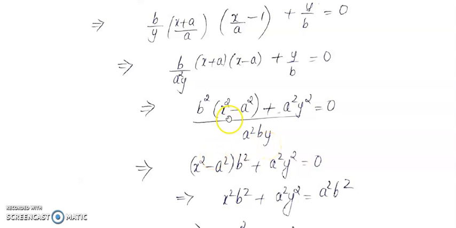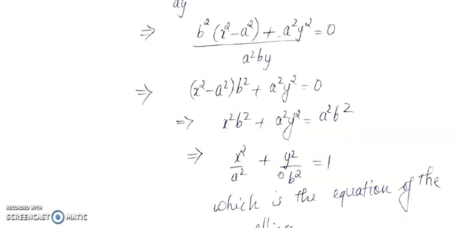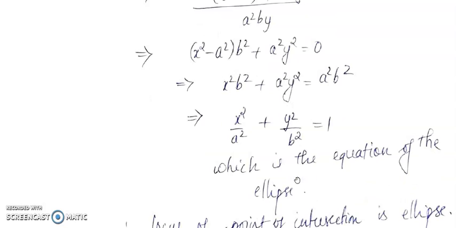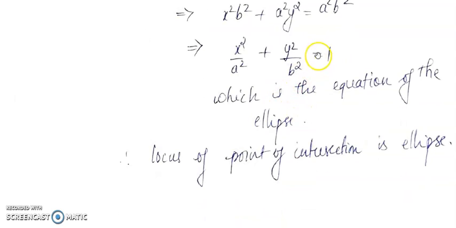So in the numerator remaining, you will have x square minus a square into b square plus a square y square equal to 0. So taking a square y square to the right side and again dividing throughout by a square into b square, that will give us the equation x square by a square plus y square by b square equal to 1. So this is the equation of the ellipse. So hence the locus of the point of intersection will be an ellipse. So that is the required result.